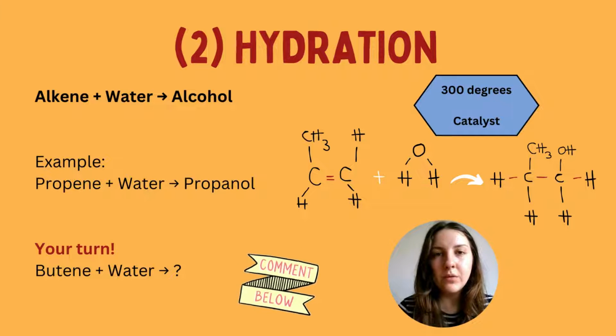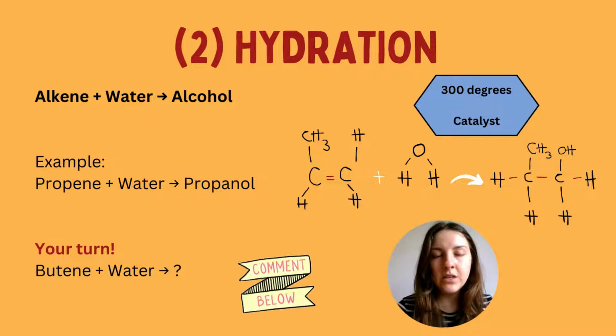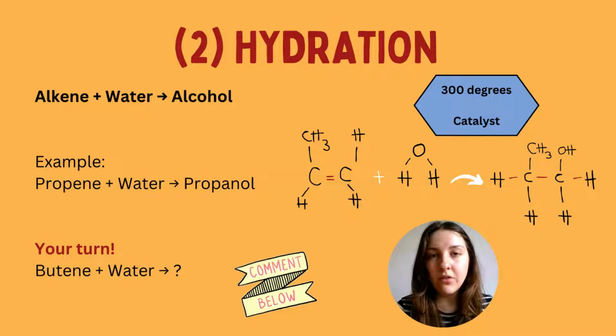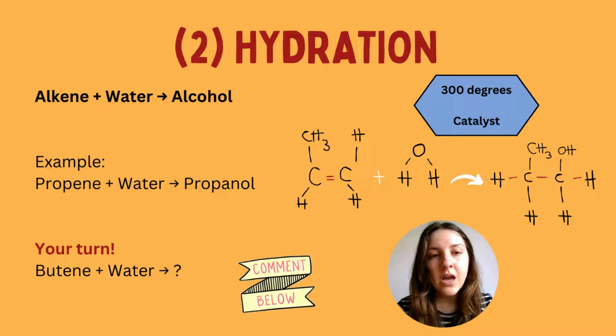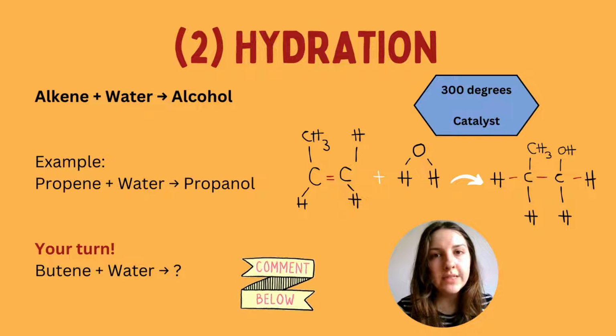Remember, the symbol for water is H2O, so there's 2 hydrogens and 1 oxygen. It is also reacting in the presence of a catalyst. Remember, a catalyst increases the rate of reaction, it isn't used up, and it lowers the activation energy. In biology, enzymes are an example of biological catalysts. And also we have a very high temperature, so 300 degrees Celsius.